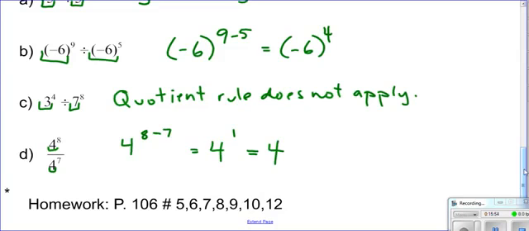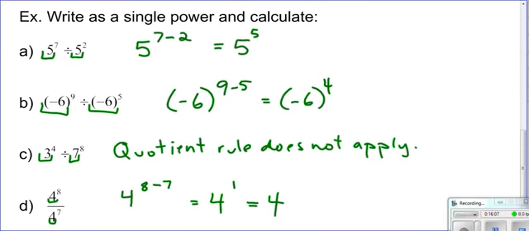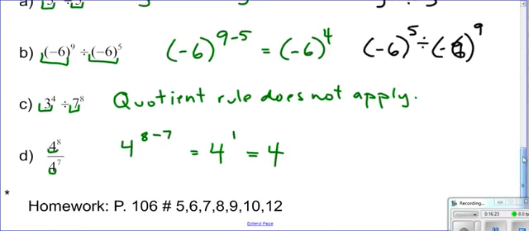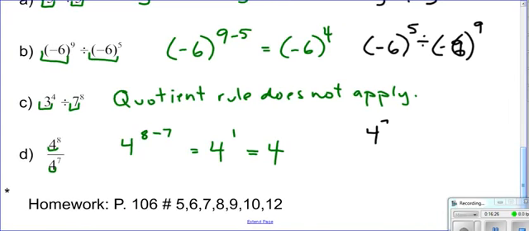I'm going to leave you with one thing to think about before we end this lesson. I want you to think about what would happen if the order was changed. So in this first example, what if it was 5 to the 2 divided by 5 to the 7? What would that look like? Or what would negative 6 to the power of 5 divided by negative 6 to the power of 9 look like? Or on this last example, what if it was 4 to the power of 7 over 4 to the power of 8? We're going to discuss this at the start of tomorrow's class.